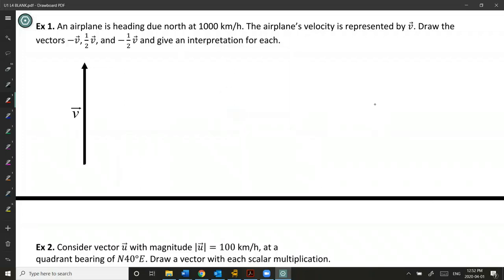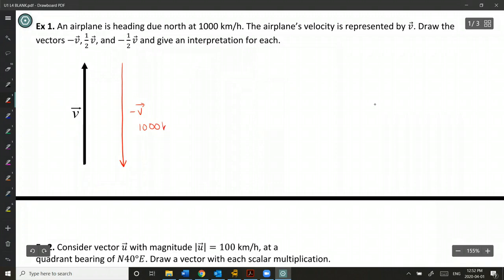Okay, so negative v is pretty straightforward. We're just going to take v, reverse its direction, and there's our vector negative v. This means that we are going 100 kilometers per hour in the opposite direction to north, which would be south.